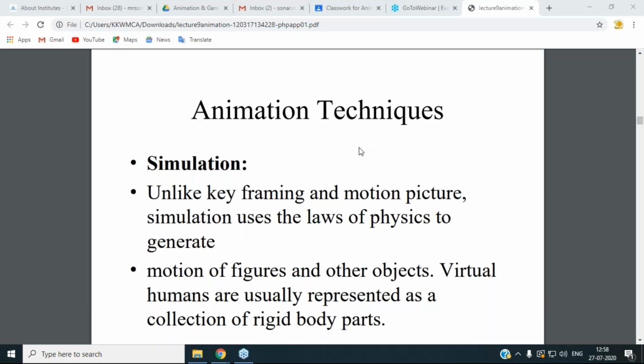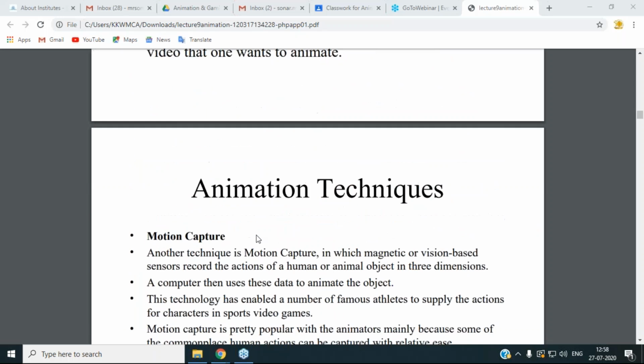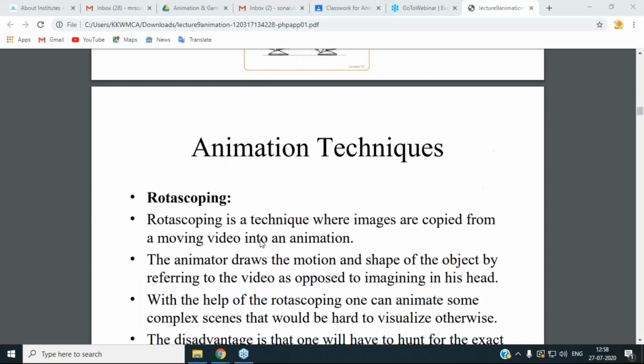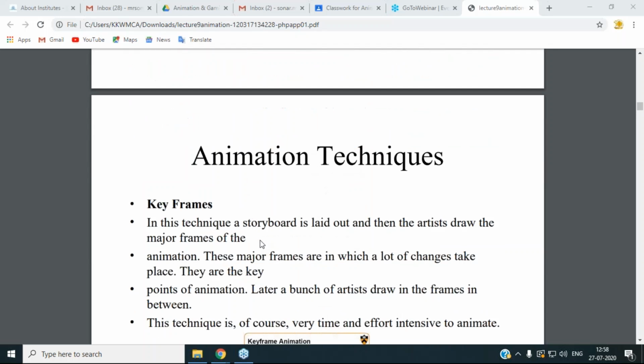These are nothing but the techniques. I think we'll see it again. So these are some of the techniques that we have seen. There is simulation, there is motion capture, rotoscoping, and there are keyframes. So different techniques are there.